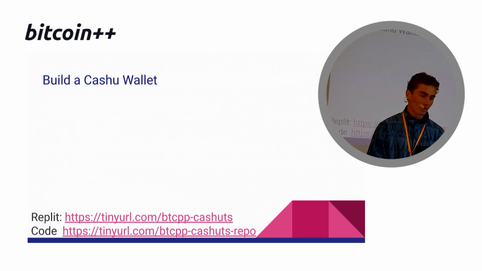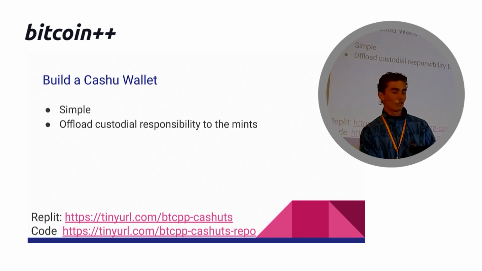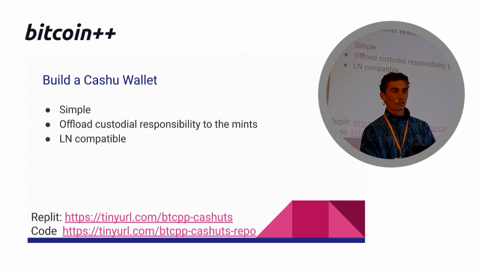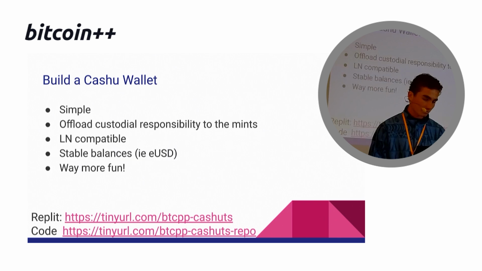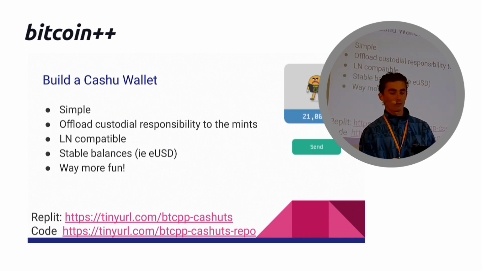So I say build a Cashu wallet because it's simple. You can offload the custodial responsibility to the mints. It's Lightning compatible. What we're doing today is not even really going to be sending and receiving ecash. It will look pretty much just like a regular Lightning wallet. You can have stable balances, so your users can hold synthetic dollars like EUSD. And also, it's way more fun. Here's an example from the Cashu wallet that I'm building, where we're sending around eGIFs.